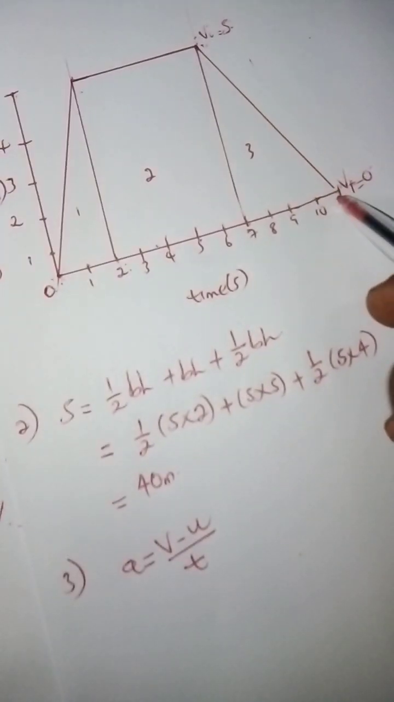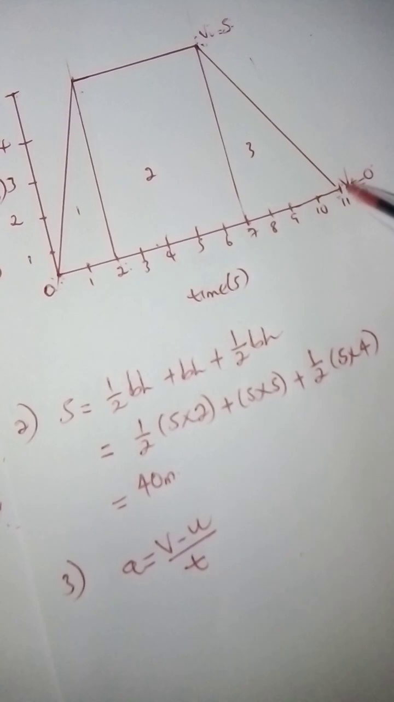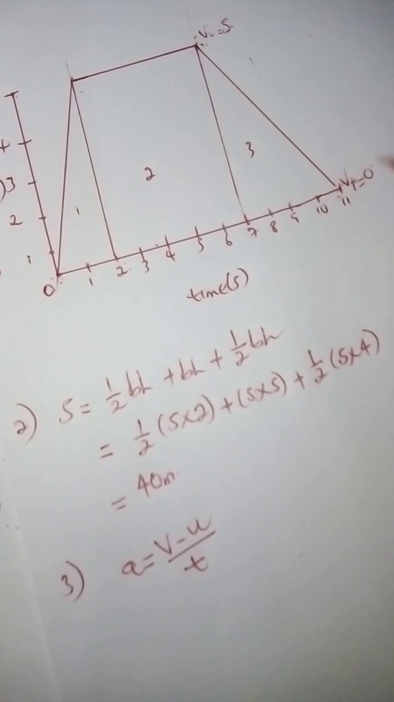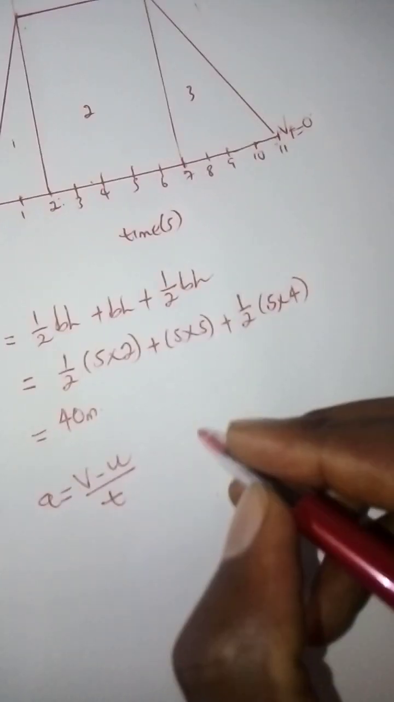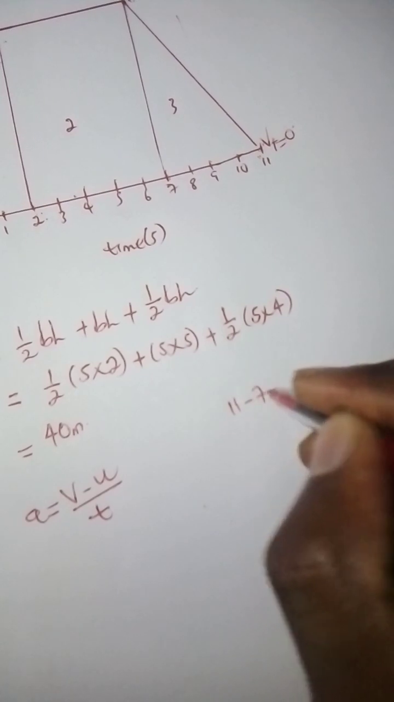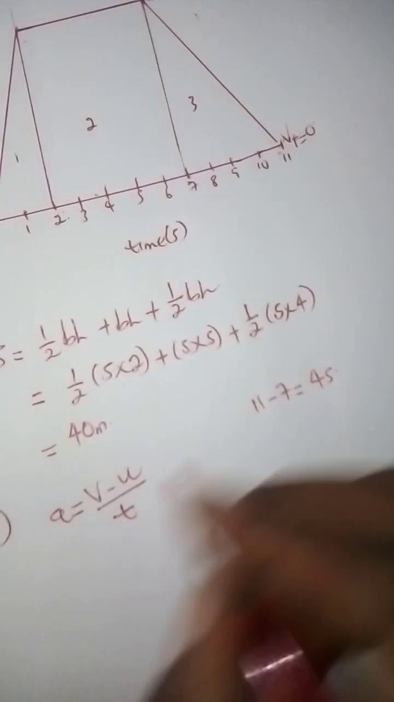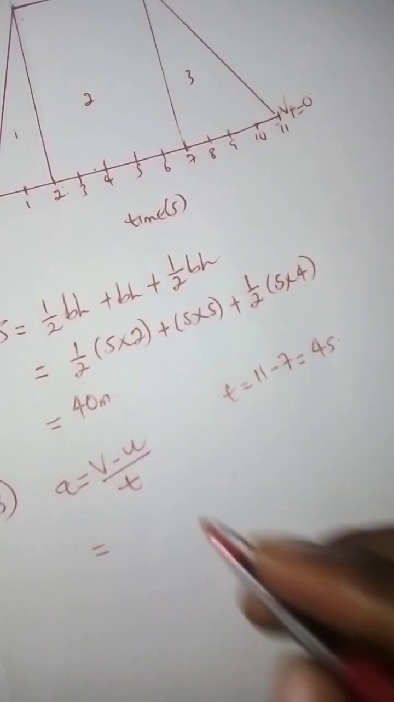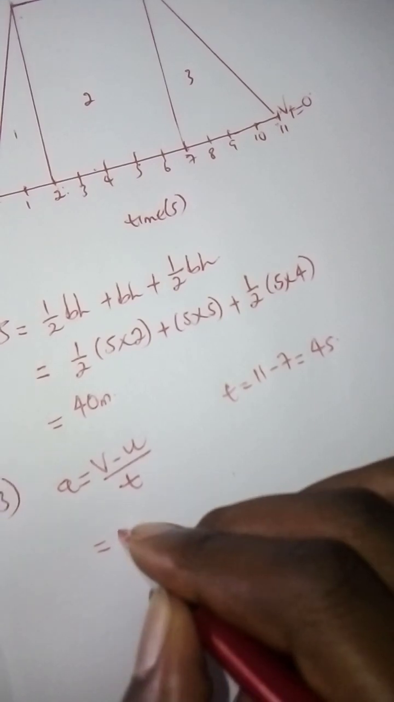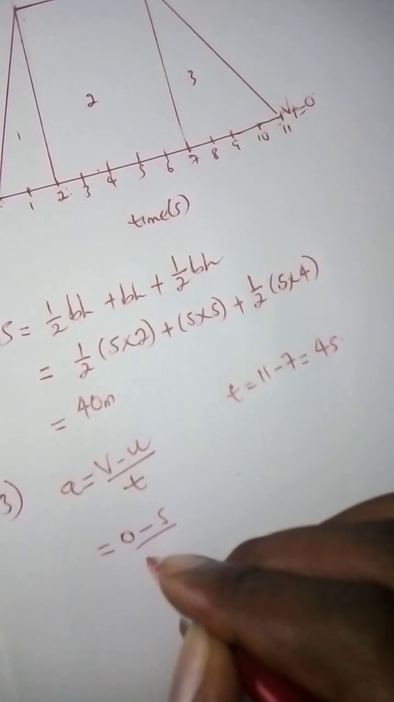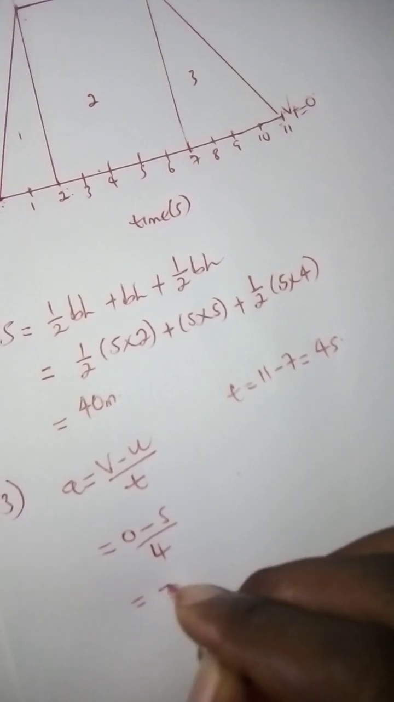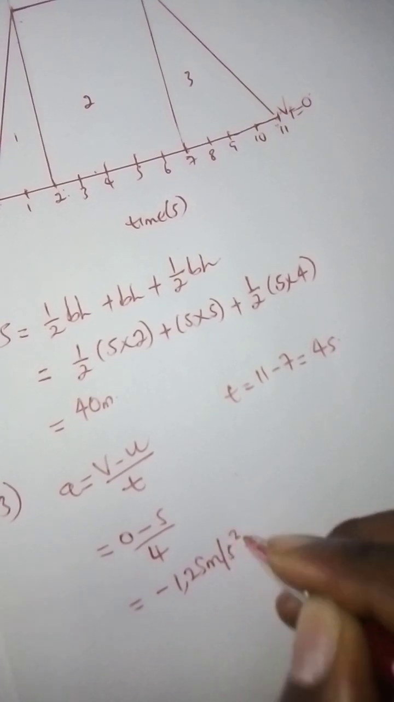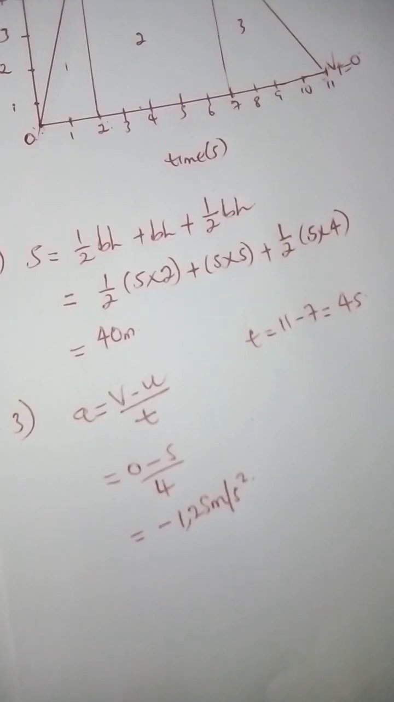Another thing we need to know is the time. What's the total time that it took the car to decelerate from 5 to 0 meters per second? You're going to say 11 minus 7, which is going to give you 4 seconds. So we do have our time, which is 4 seconds. Now we can calculate what our deceleration is. The final velocity is 0. 0 minus 5 divided by 4 gives you a negative 1,25 meters per second squared. So that's basically how you can calculate your deceleration.